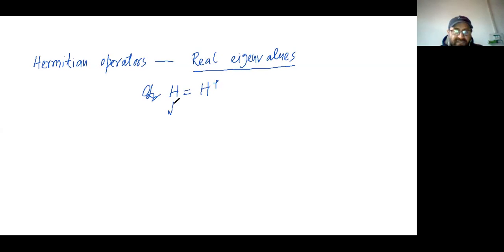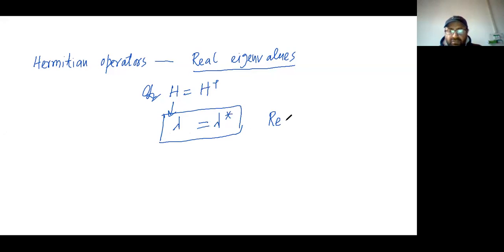So therefore, if this is eigenvalue lambda and this is eigenvalue lambda conjugate, they have to remain the same. This equation is only true for the real numbers. Real numbers are the ones which are their own complex conjugates. So that's why this is a trivial kind of consequence.